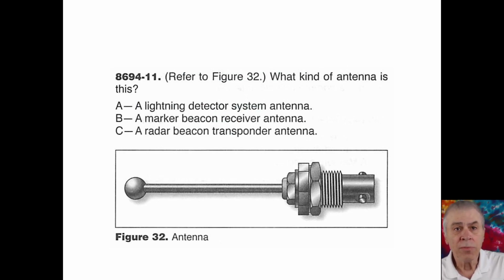All right, this could also be our ELT, but let's see what the options are. What kind of antenna is this? Figure 32. A, the lightning detector. No, look for the holes for lightning. B, a marker beacon receiver antenna. That was what we just saw in the last one, which does not look similar, does it? Or C, a radar beacon transponder antenna. So, process of elimination also. I'm going to say it's the transponder.